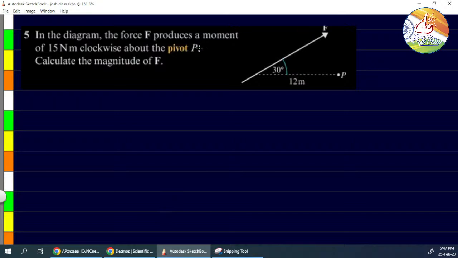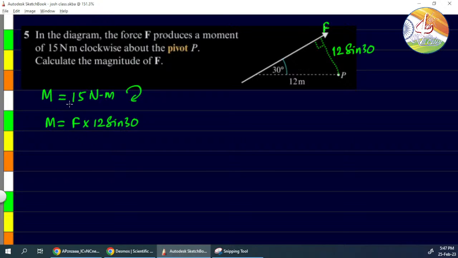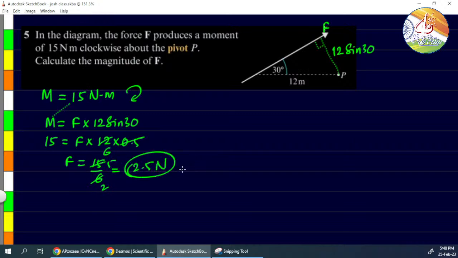In the diagram, force F produces a moment of 15 Newton meter. So now here moment is given to us as 15 Newton meters in clockwise direction. Find the magnitude of F. Once again we have two options here. One is to go ahead and find perpendicular distance. This will be 12 into sine 30. So if you take perpendicular distance, directly take force F. The formula for M is force into perpendicular distance, that is 12 into sine 30. We know the value of moment, so substitute here: 15 equals F into 12 sine 30. Sine 30 is half, that is 0.5, so this will become 6. F will be 15 by 6, that is 2.5 newtons.